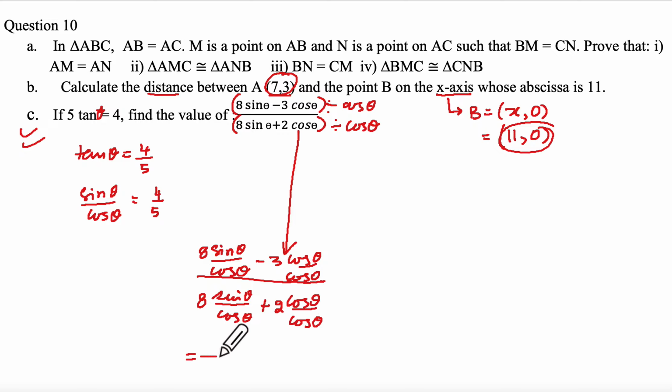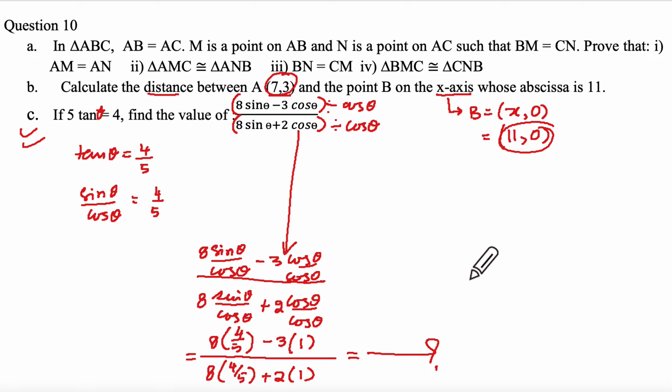So that will give us, write this first, 8 sine upon cos means 4 upon 5, correct, minus 3 into bracket cos gets cancelled, so 1. This is 8 into sine upon cos means 4 upon 5 plus 2 into this gets cancelled, so 1. Can you do this after this? Tell me fast. Is it easy? Yes, ma'am.